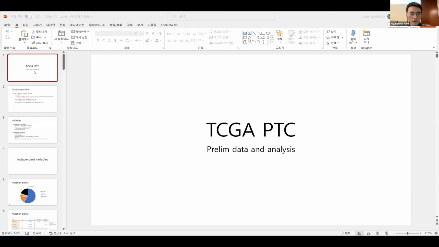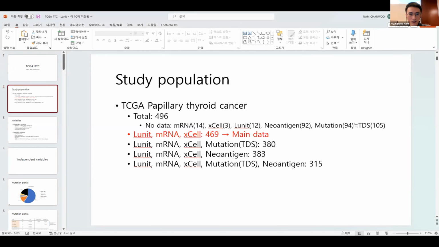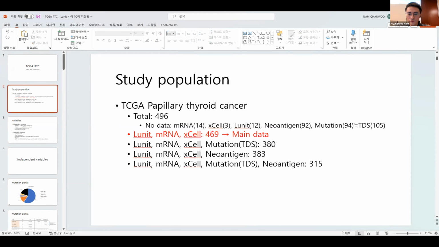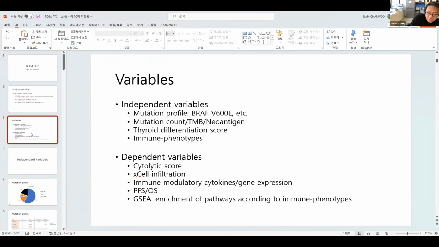So this is the study population. There were 496 in TCGA, but I trimmed some data that didn't have mRNA, XL, or LUNAT data. So I used 469 as the main data, and I used the other data sets for analysis involving mutations or neoantigen or both. These are my independent variables: mutation profile, mutation count, TMB, neoantigen, thyroid differentiation score, and immune phenotypes. Dependent variables are the cytolytic score, XL infiltration, immune modulating cytokines, PFS, OS, and for some variables, GSEA.